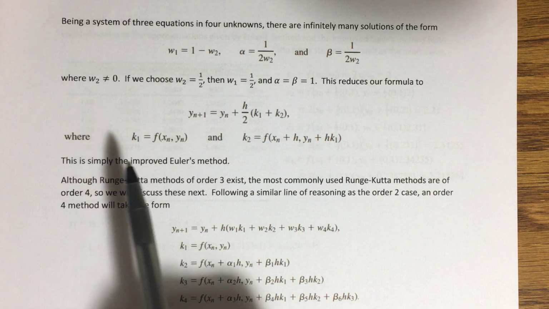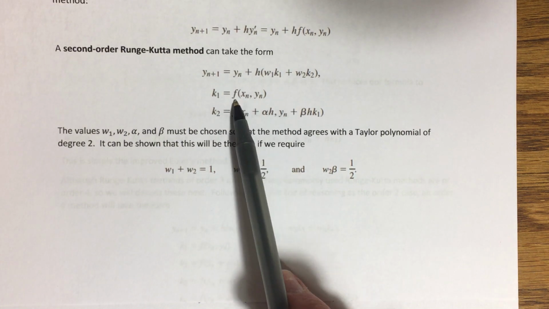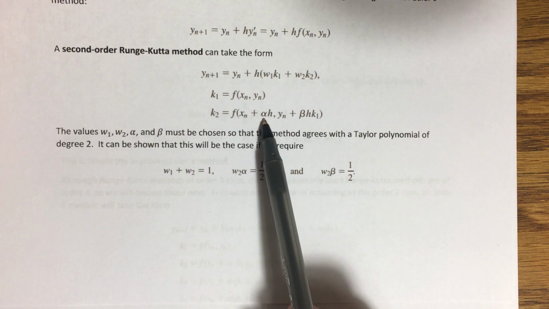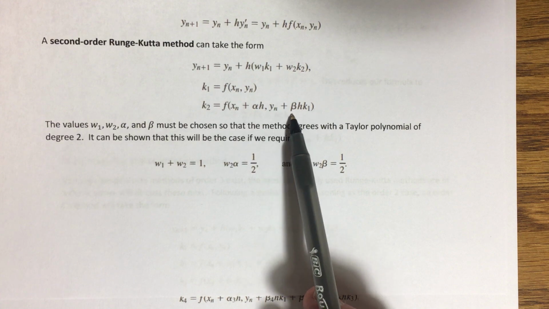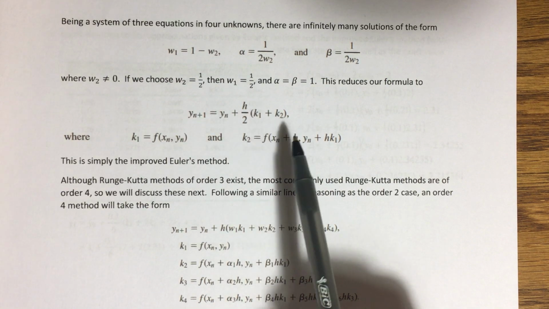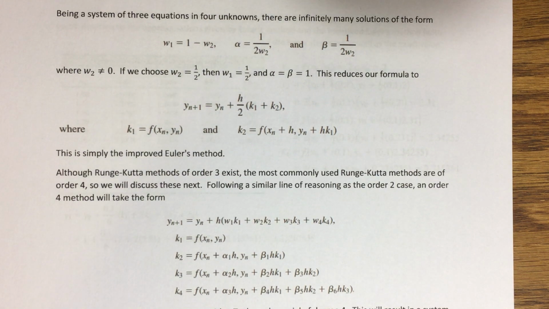And then on top of that, the way that we defined K1 and K2 in these two equations here, K1 we already said is f of xn yn, so there's no place to input any of those parameters here. But if we plug in 1 for alpha and beta, which is what we solved for, then we get xn plus h, yn plus h k1. That's this. But this is the improved Euler's method that we talked about in the previous section. So that shows that the improved Euler's method is a Runge-Kutta method of degree 2. Now, I didn't write this in these notes, but it's in your book, and I want to mention this.